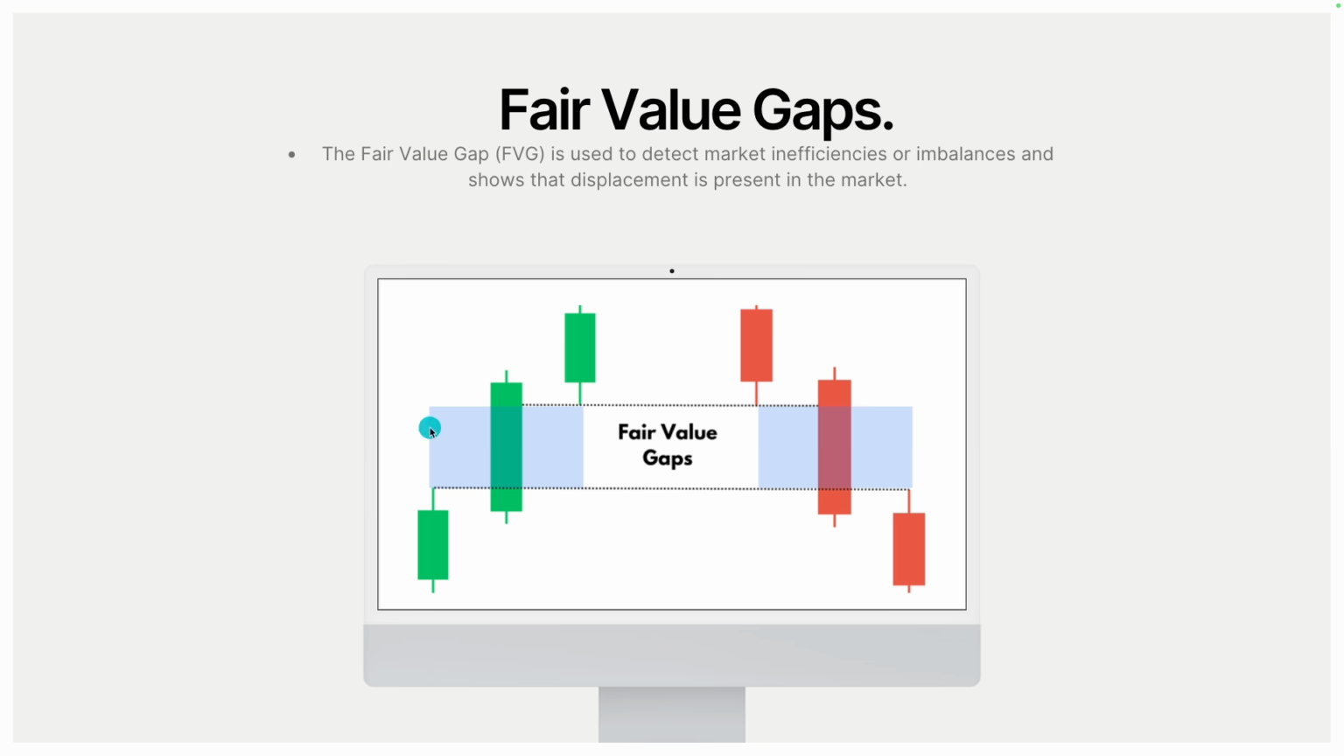Fair value gap is used to detect inefficiencies or imbalances and shows displacement is present in the market. So it's a 3-candle pattern. The high of the wick of this candle to the low of the wick of the 3rd candle, and then vice versa for a bearish fair value gap.